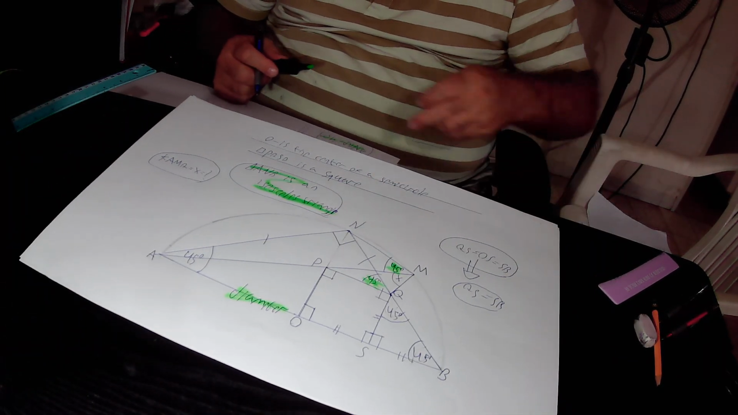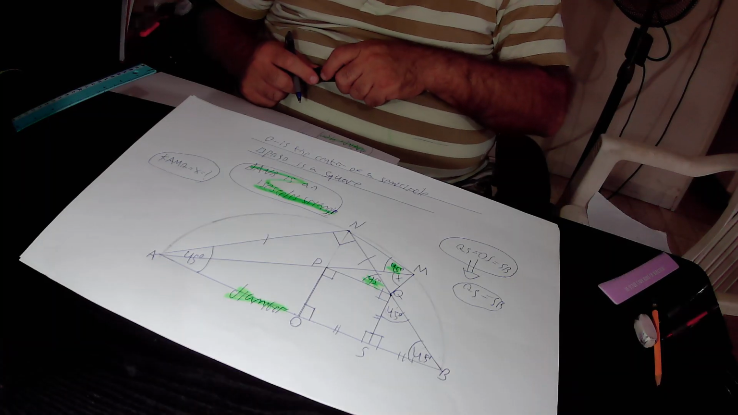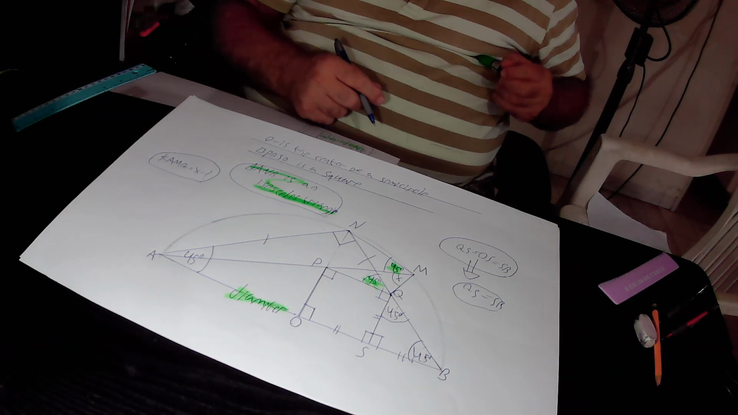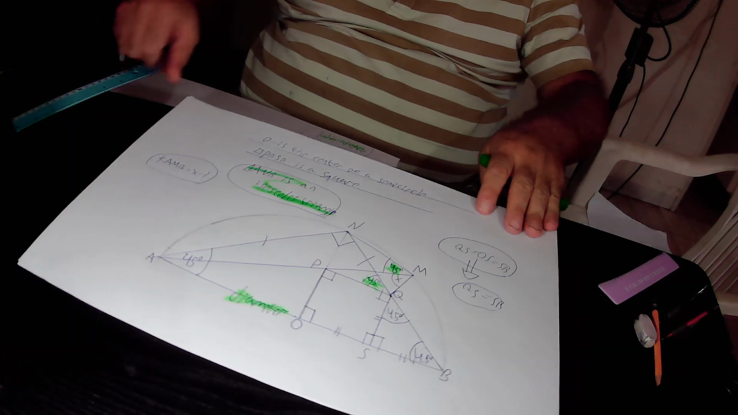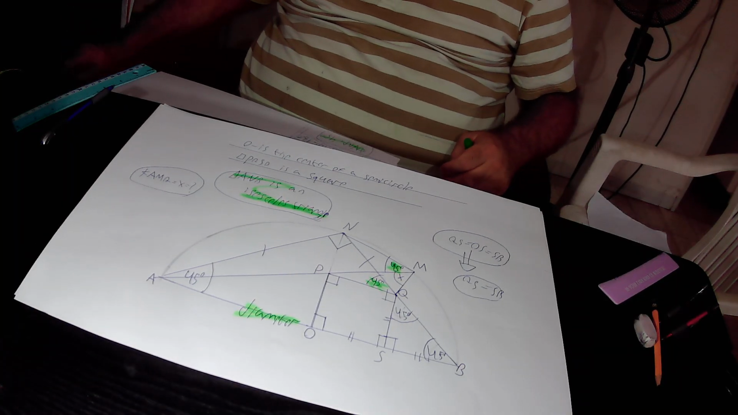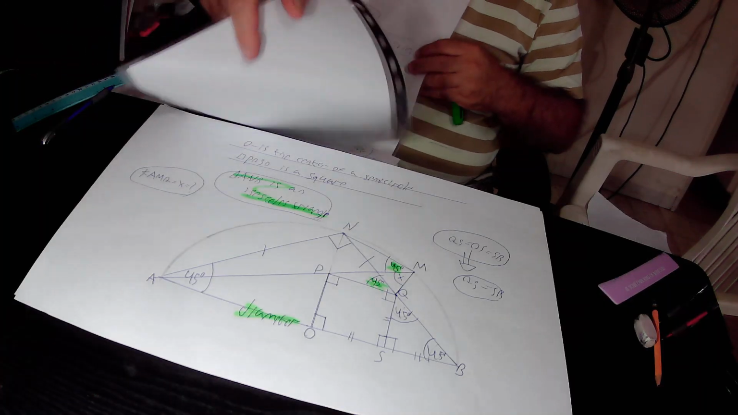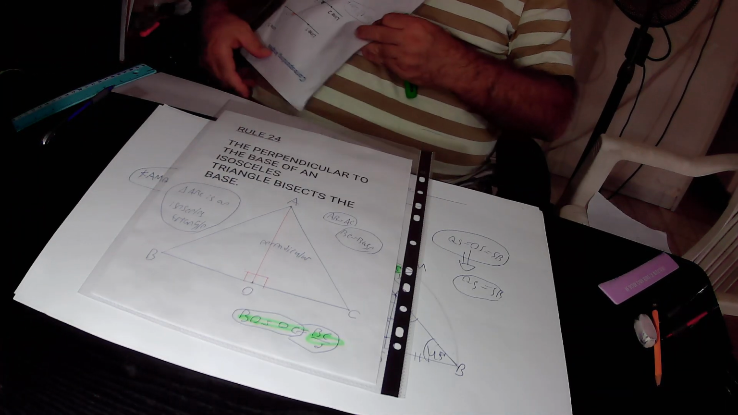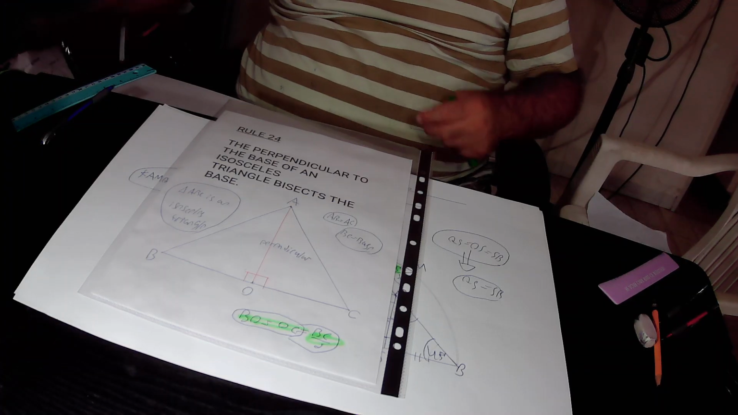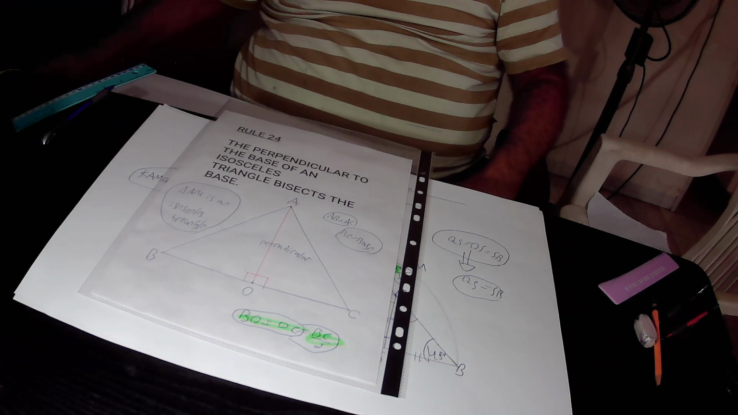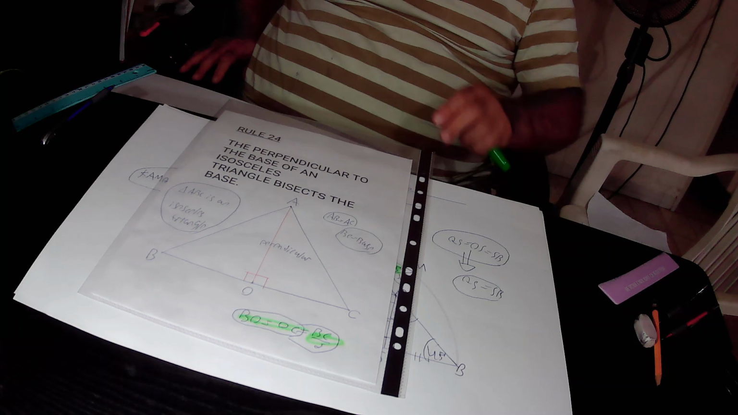So here we can implement rule 24 in the isosceles triangle, triangle AOB. So I click quickly on rule 24. According to rule 24, the perpendicular to the base of an isosceles triangle bisects the base.